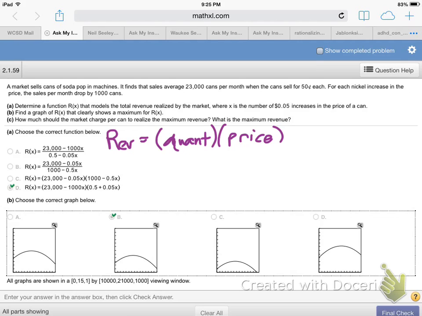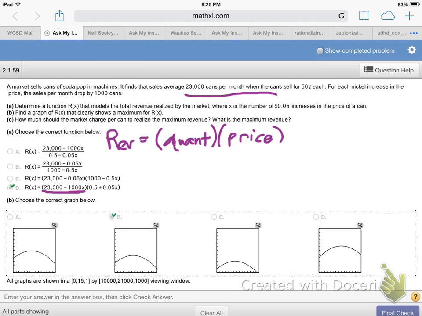And if you look down here, you start with selling on average 23,000 cans per month, and they sell for 50 cents each. Now, for each nickel increase in price, the sales drop by 1,000 cans. So you're selling 1,000 fewer cans for each nickel increase. Let's see, for each nickel increase in the price, the sales per month drop 1,000 cans. And so that little piece tells you the number of cans you're selling. You lose 1,000 cans for each nickel price increase.